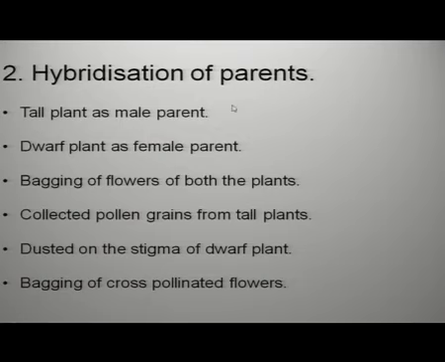Mendel selected, in the original cross, the tall plant as the male parent and the dwarf plant as the female parent. Before doing the hybridization experiment, we have to cover the flowers in order to avoid contamination with foreign pollen grains. Then collect the pollen grains from the tall male plant and dust it on the stigma of the dwarf female plant. That means we are doing hybridization, or cross pollination.